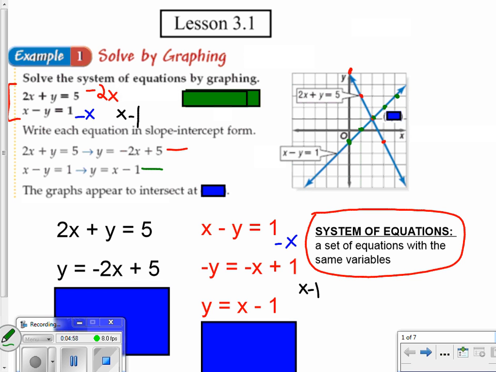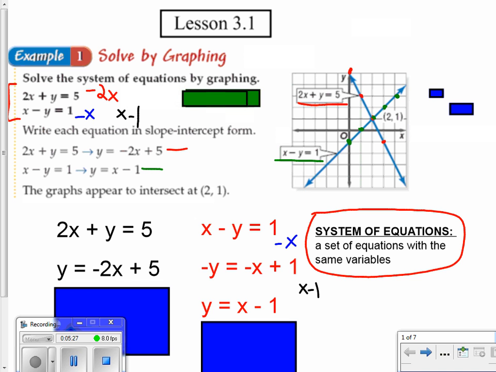Now they labeled them over here in their original terms, so x minus y equals 1 and 2x plus y equals 5. But we know that those mean the same thing as our slope-intercept forms. Now that we have graphed our lines, we just look and see, well, where do they intersect? They seem to intersect at (2, 1). So in this case, we'd say that's our solution, (2, 1).